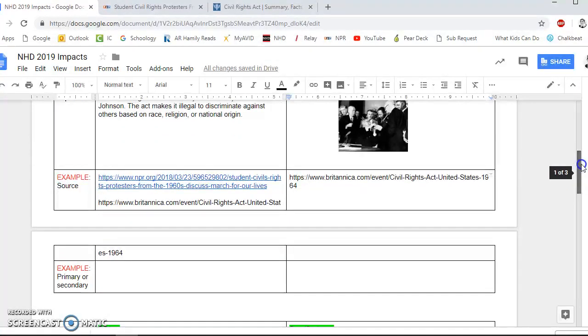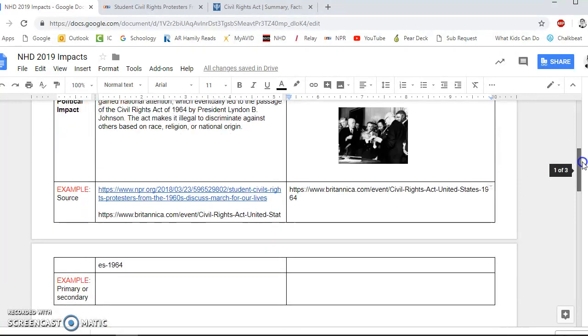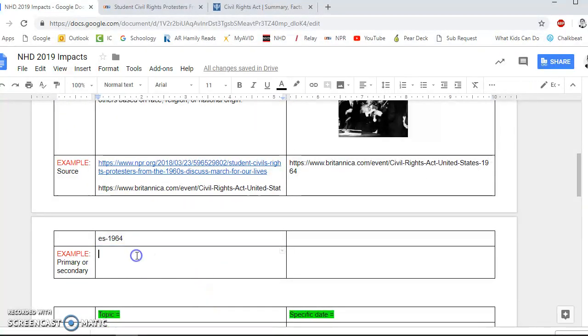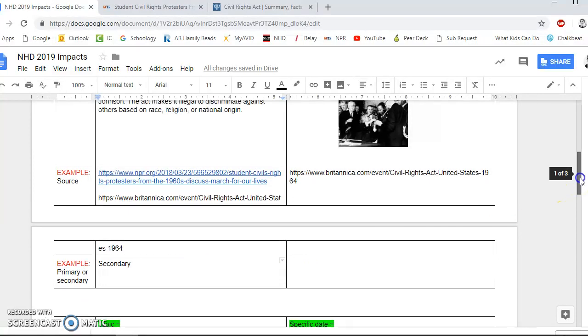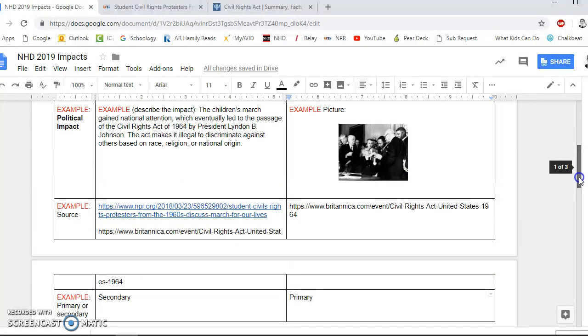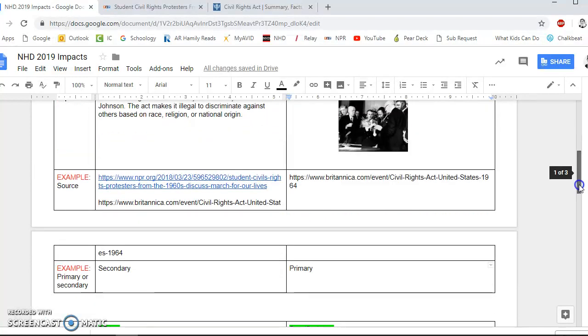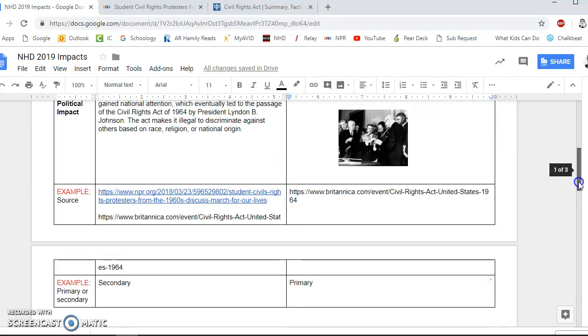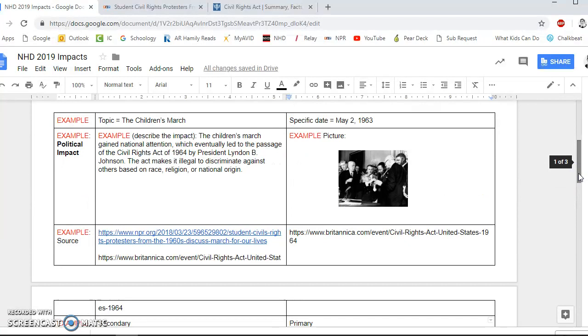Last, I just need to tell if my source is a primary or a secondary source. This was secondary. I read an article that gave me more information about it, but it wasn't actually written by someone from that time. This picture would be primary. It's showing a moment in time directly related to this event here. Great. I think I've got it. My political impact.